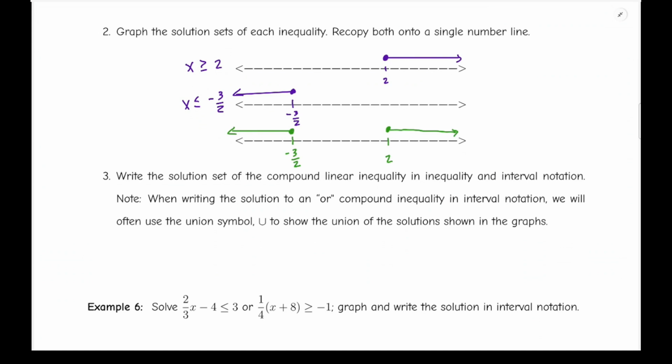Write the solution set of the compound linear inequality in interval notation. When writing the solution to an or compound inequality in interval notation, we'll often use this union symbol U to show the union of the solutions shown in the graphs. So in inequality notation, we get x less than or equal to negative 3 halves, or x greater than or equal to 2. In interval notation, it's negative infinity to negative 3 halves, with a bracket on the negative 3 halves, union 2 to infinity with a bracket on the 2.